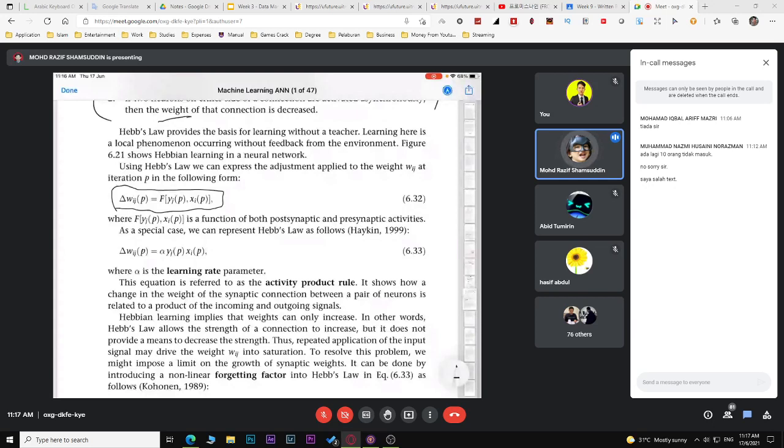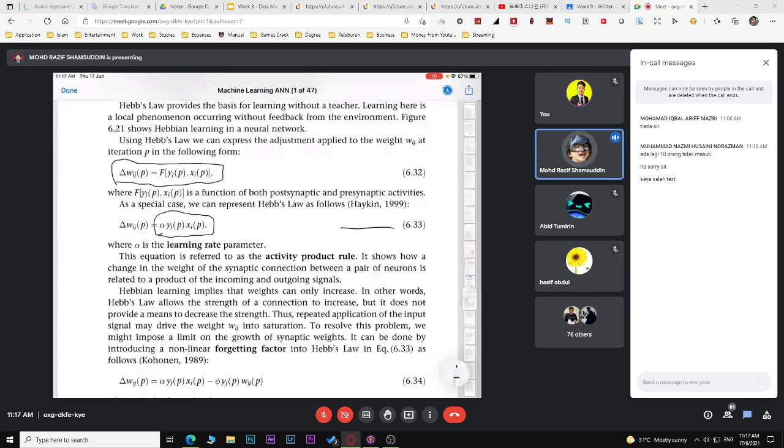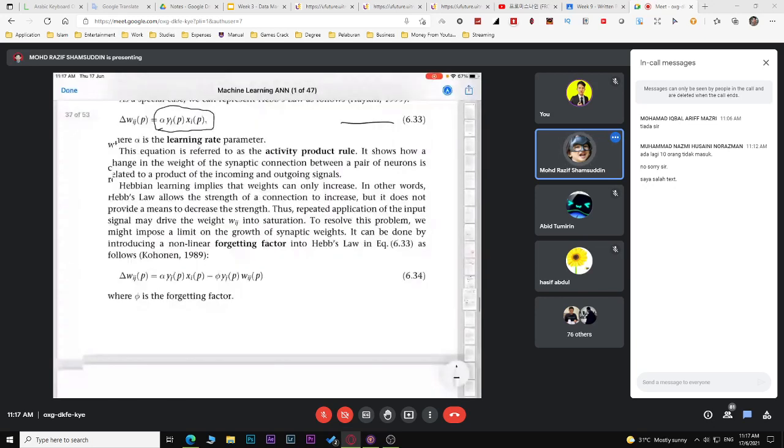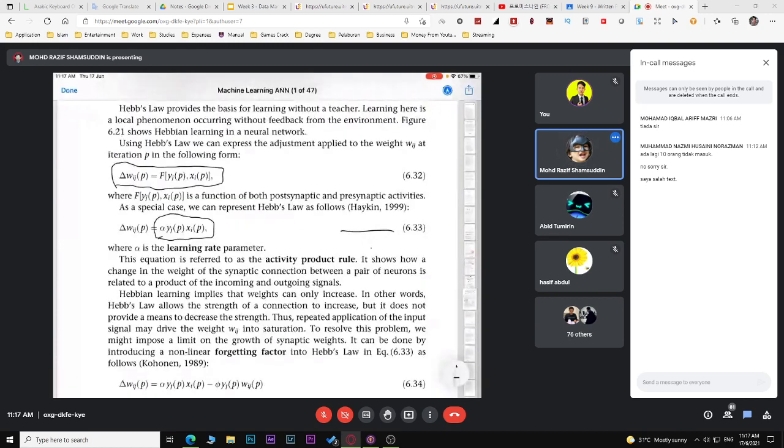dia punya pengiraan dia adalah alpha times yj times xi. yj adalah output times input, right? So alpha times output times input. Okay, so alpha tu kita specify lah, dia adalah constant, alright.